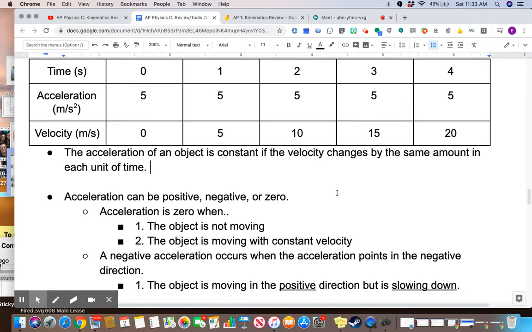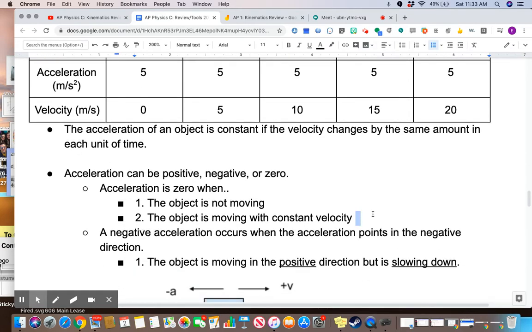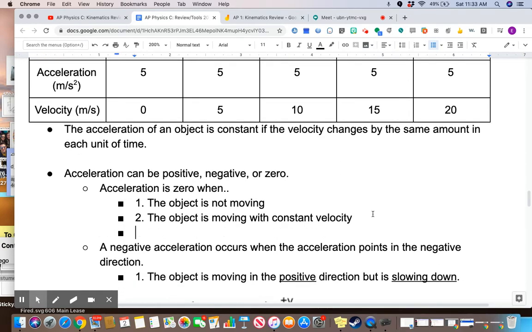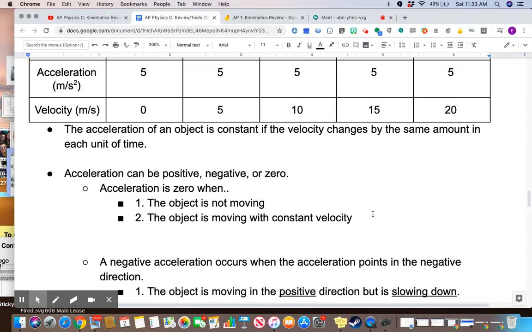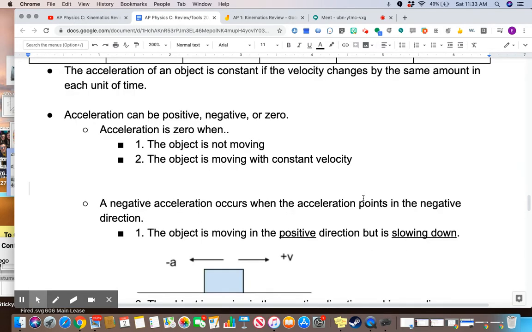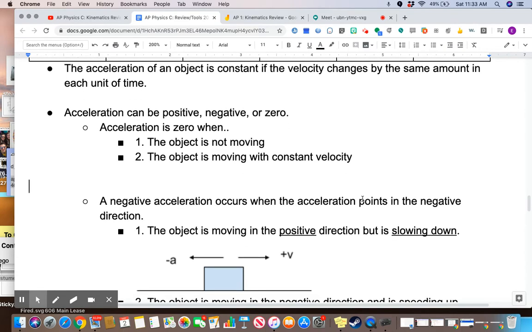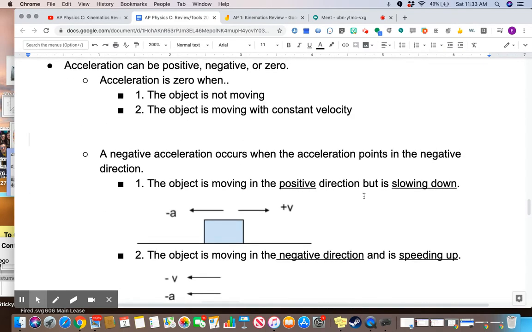Acceleration, again, is a vector, so it can be positive, negative, or 0. The acceleration of an object can be 0, and an object can still be moving, okay? So just because acceleration is 0 doesn't mean the object's not moving. Acceleration is 0 when the object is either not moving or it's moving with constant velocity, right? So if there's no change in the velocity, there's no acceleration. And remember that an object can be moving with constant velocity and then accelerate, and vice versa.